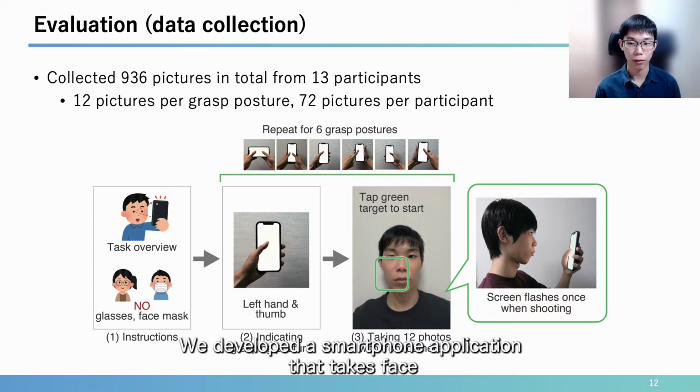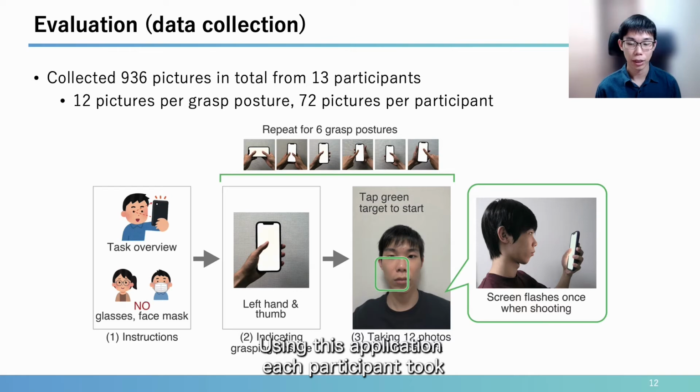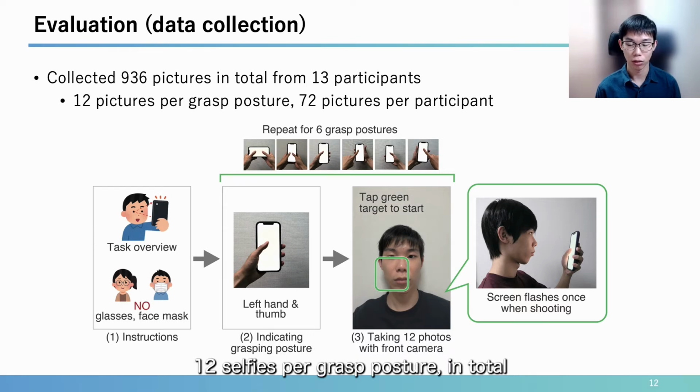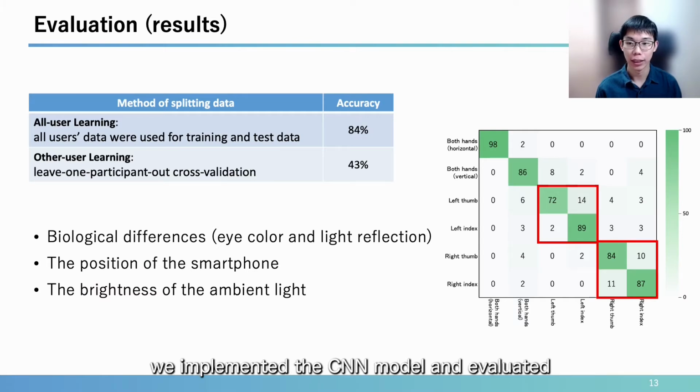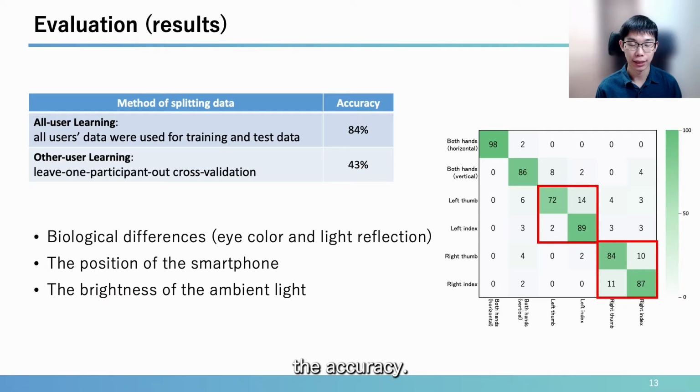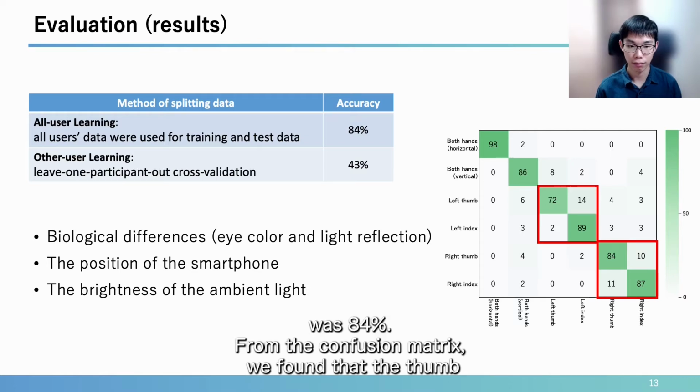We developed a smartphone application that takes face pictures of users holding a smartphone in each grasping posture. Using this application, each participant took 12 selfies per grasp posture, in total 72 pictures. Using the collected images, we implemented the CNN model and evaluated the accuracy. On average, the accuracy of all user learning was 84%.